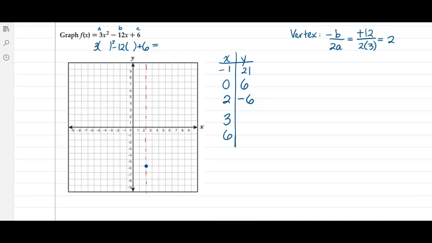Next, we have 3. If I put a 3 in here, see what happens. That makes 27. Take away 36, which would be -9 plus 6 is -3. And then we'll try 6.